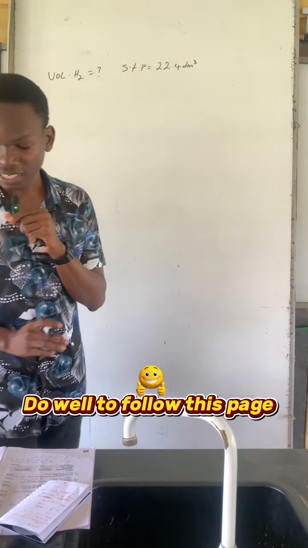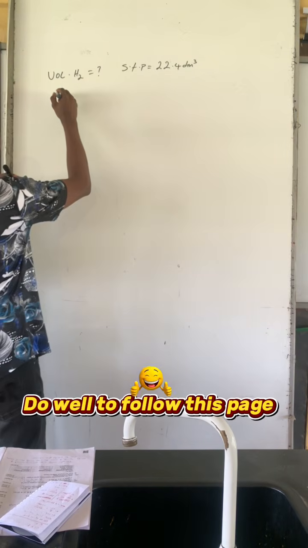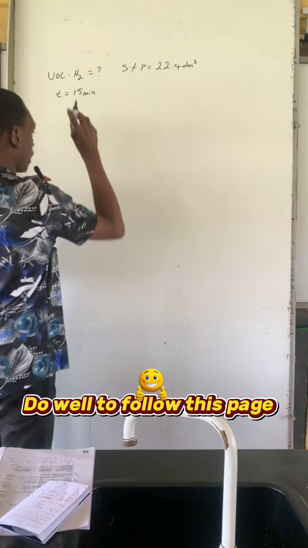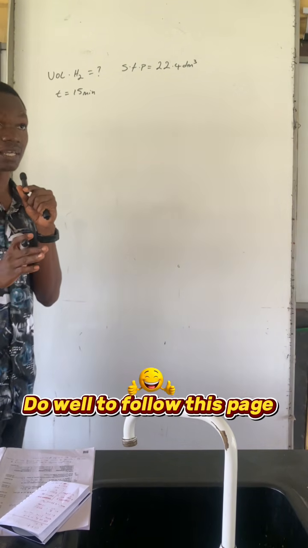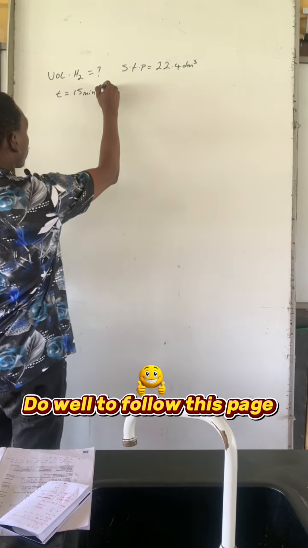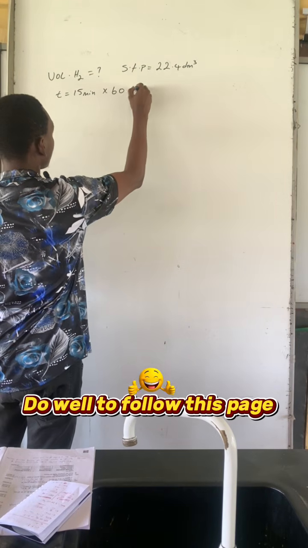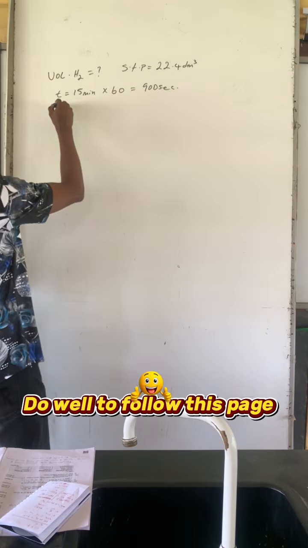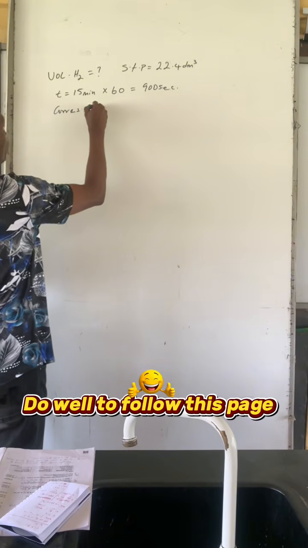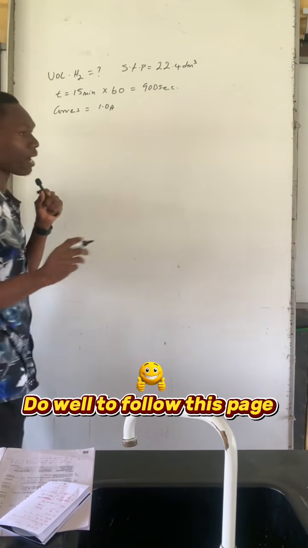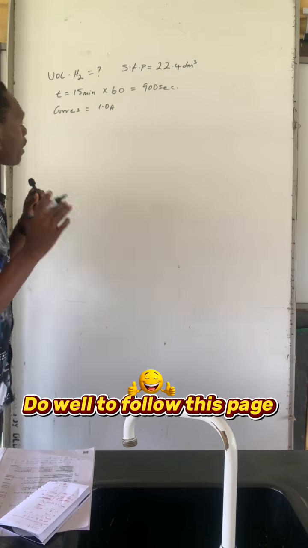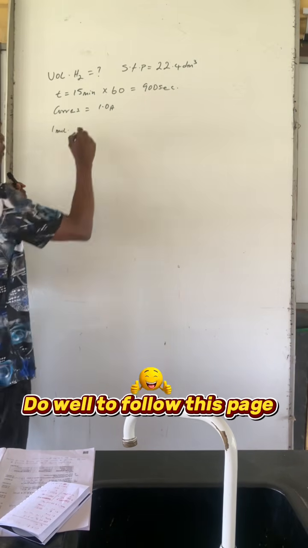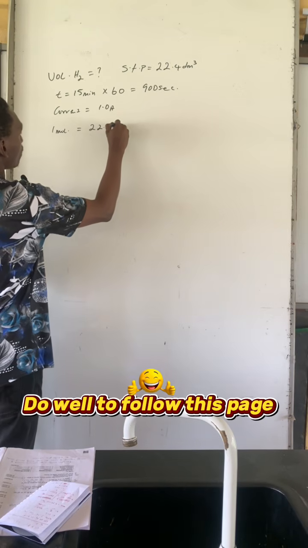Now, what other parameters are we given? We are given the time to be equal to 15 minutes. Remember, while calculating for Faraday's calculation, we have to convert minutes to seconds by multiplying by 60, and this gives us 900 seconds, right? We are also given the current to be equal to 1.0 ampere. Now, what do we simply do? Remember that 1 mole of any gas is equal to 22.4 dm cube.